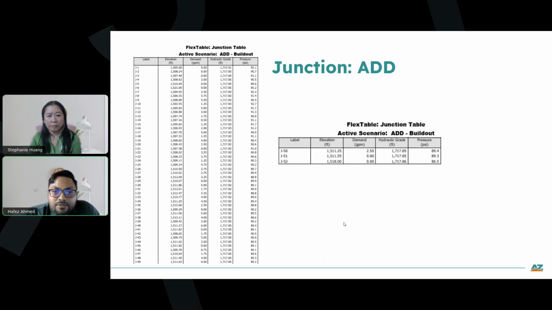So this table is an example of results that is generated for junctions for the average daily demand conditions. If you look at the last column, the pressure distribution at different junctions, it tells you that the pressure is approximately 90 psi, which is good because it is meeting the minimum requirement of 20 psi. Next slide, please.